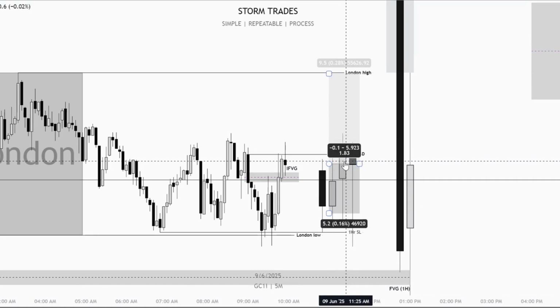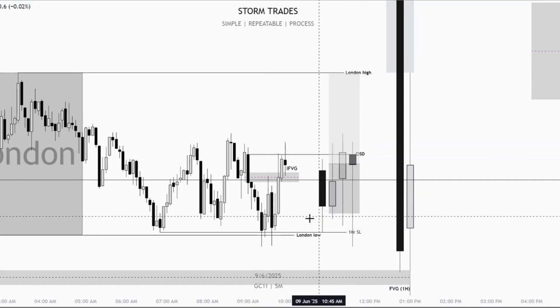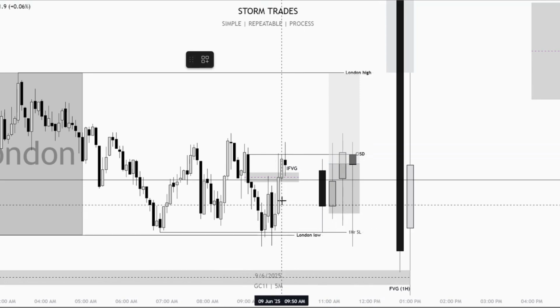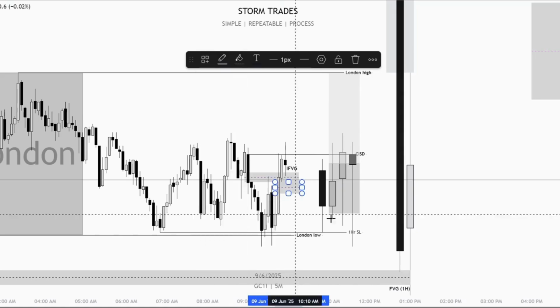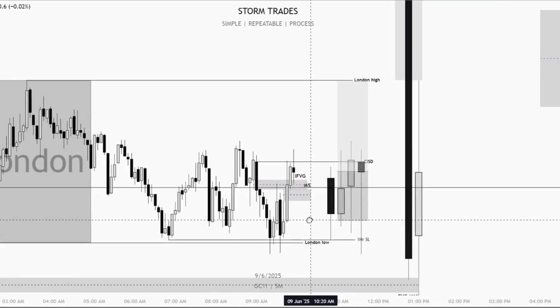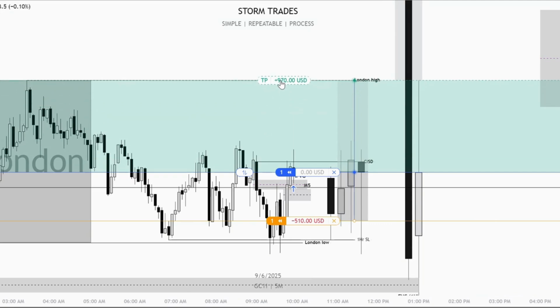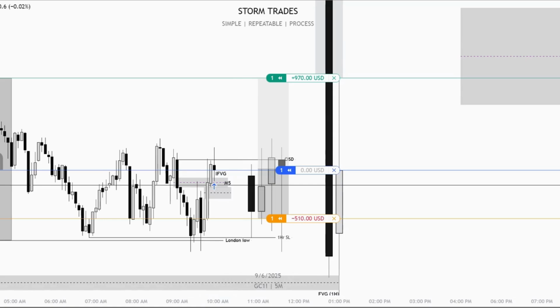I had a 1.83R target up to the London high, and I put my stop below this candle right here, which was actually below a bullish M5 fair value gap as well. So I gave myself a little bit of room and entered right here. Stop there, take profit at the London high, about 1.83R. And let's move price forward here.